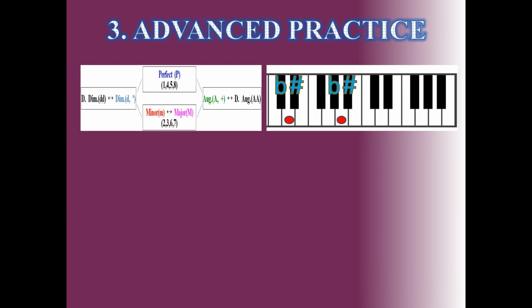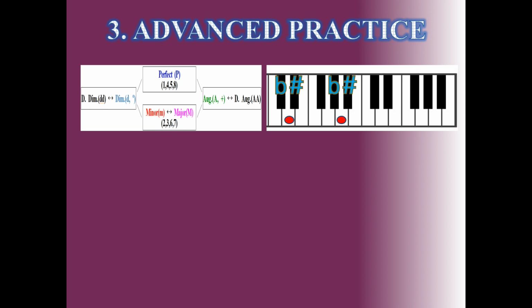And let's go to the advanced practice. Yeah, we are almost there. Now we study the intervals with chromatic signs. So if a note has chromatic signs, such as sharp or flat, the pitch and the interval both will be changed. There are two notes on the keyboard.